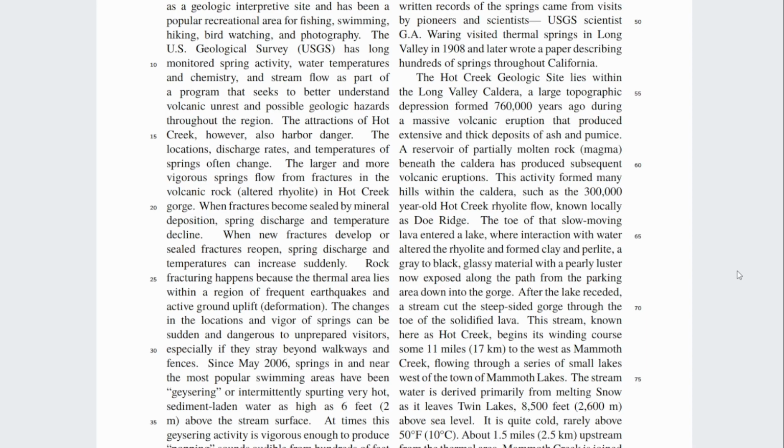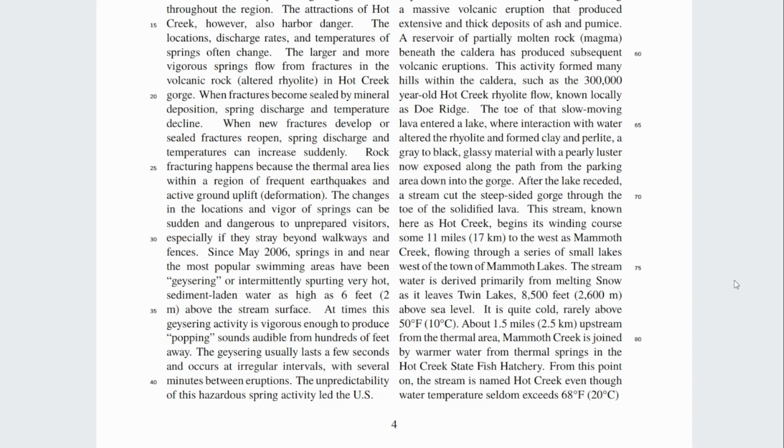Rock fracturing happens because the thermal area lies within a region of frequent earthquakes and active ground uplift, deformation. The changes in the locations and vigor of springs can be sudden and dangerous to unprepared visitors, especially if they stray beyond walkways and fences. Since May 2006, springs in and near the most popular swimming areas have been geysering, or intermittently spurting very hot, sediment-laden water as high as 6 feet, or 2 meters, above the stream surface. At times, this geysering activity is vigorous enough to produce popping sounds audible from hundreds of feet away.